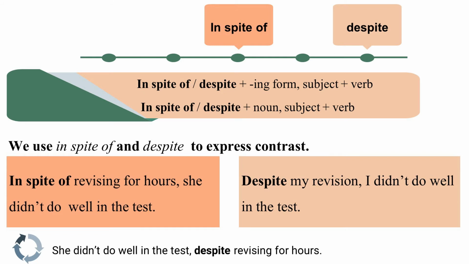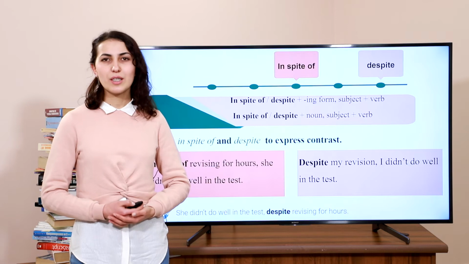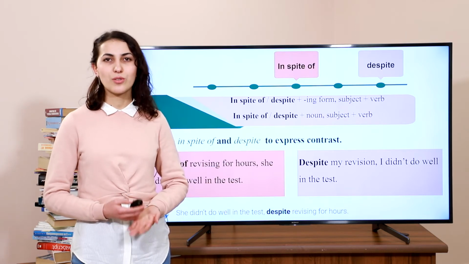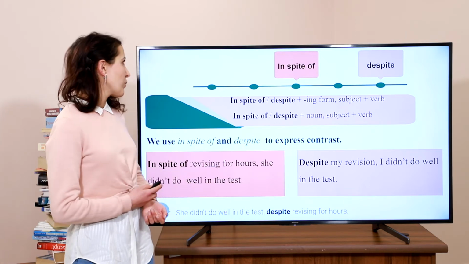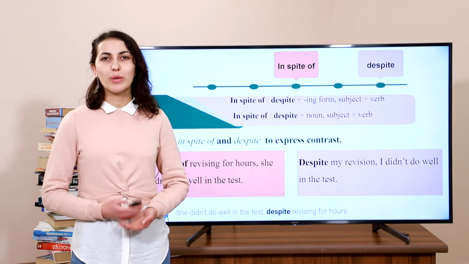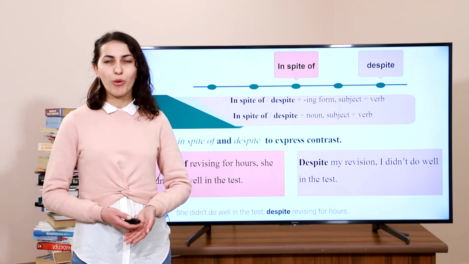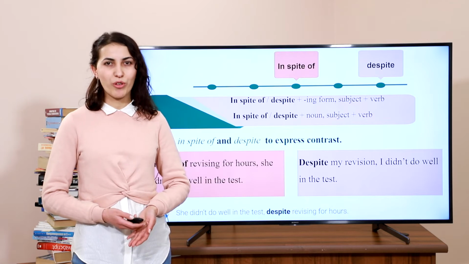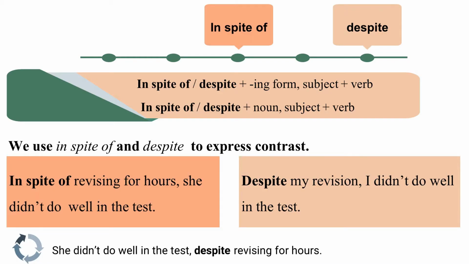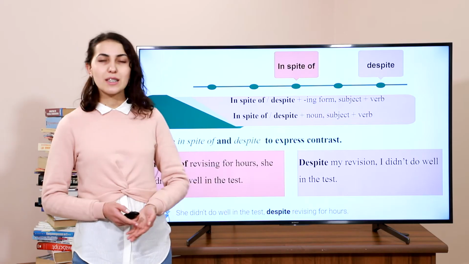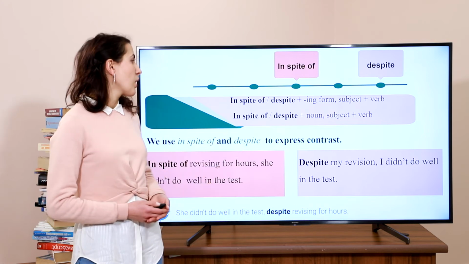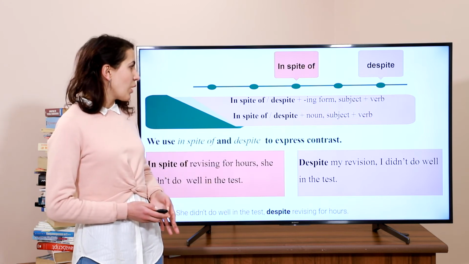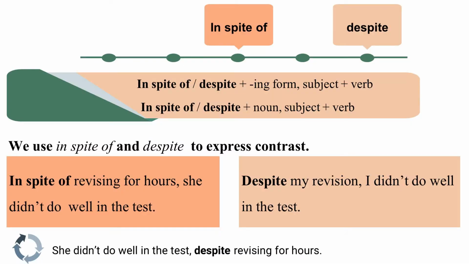Now let's pass on to the next connectives, and they are in spite of and despite. These two also connect contrasting ideas. And remember, in spite of always comes with the preposition of, while despite never takes it. In the sentences, they may have the following structure, the following position. In spite of or despite plus ing form, then in the next clause, subject and a verb. In spite of and despite plus noun, subject plus verb.